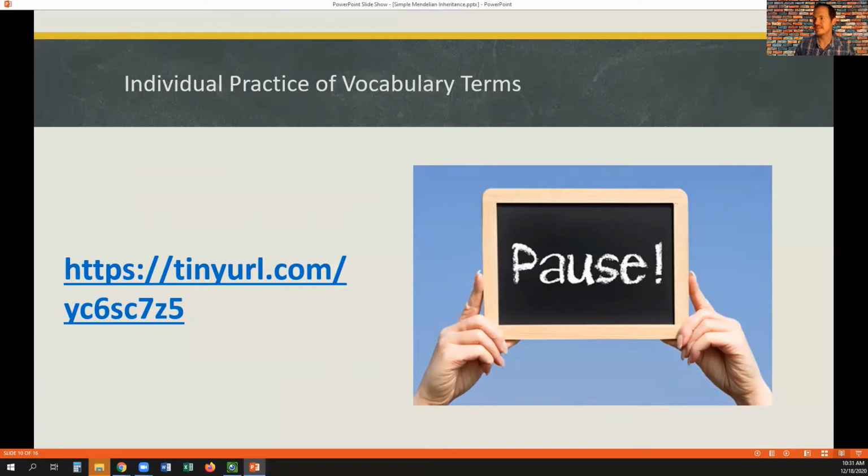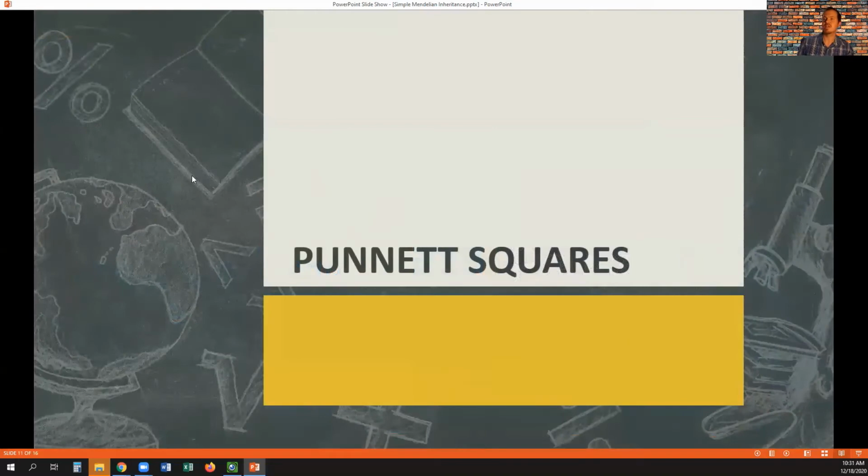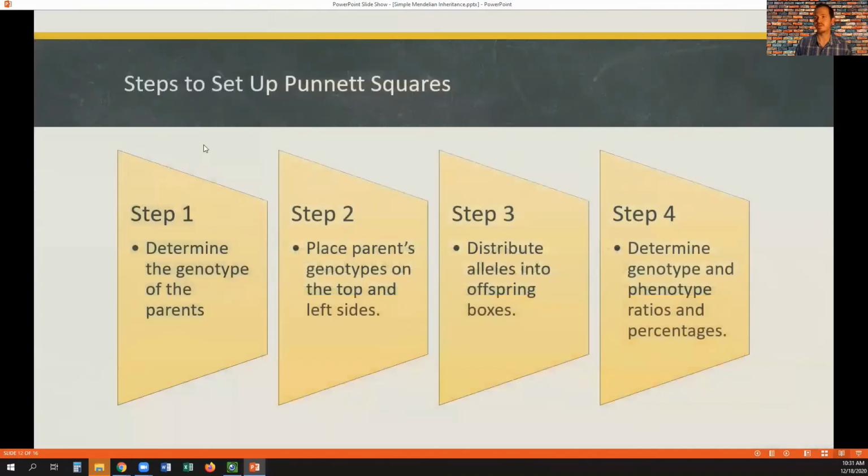Okay, welcome back, guys. You should have practiced your vocabulary terms. Now that you've practiced your vocabulary terms, let's learn about Punnett squares. So here are the steps to set up a Punnett square. Step one, now guys, this isn't in your notes. Feel free to write this down if you want to flip over the page or get a scrap sheet of paper. But these are some basic steps to help you set up and start to solve these Punnett square problems.